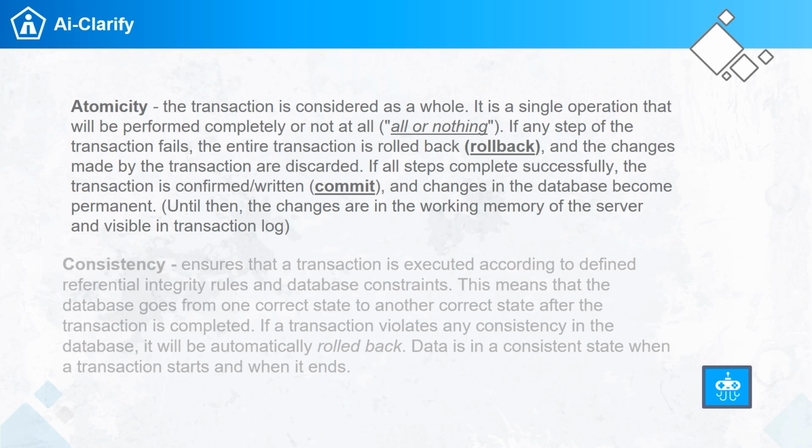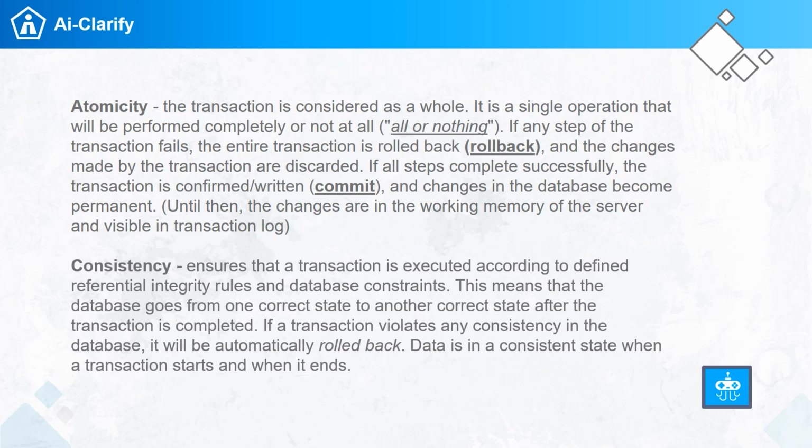Consistency ensures that the transaction will be executed according to the predefined referential integrity rules and relationships, and database constraints. This means that consistency guarantees that the database will go from one healthy state to another healthy state after the transaction is completed, leading to trustworthy and reliable information. If a transaction violates any consistency in the database, it will be automatically rolled back. This means that no transaction may cause an illegal data state.